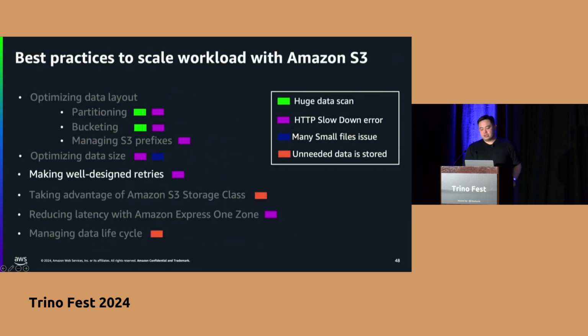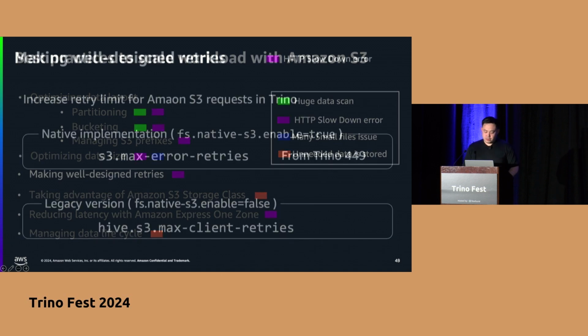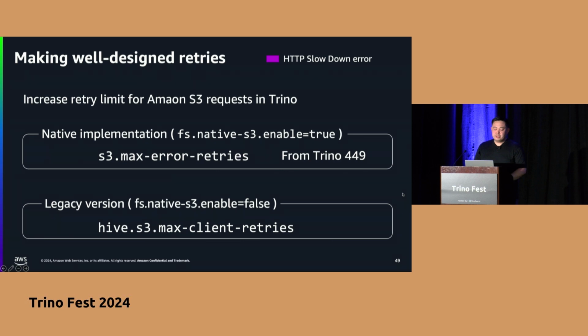So next, I will talk about making well-designed retries. Making well-designed retries is the solution for HTTP slowdown error. To mitigate HTTP slowdown error, increase retry limit for Amazon S3 requests. Amazon S3 automatically scales in response to sustained new request rate. Then Amazon S3 is dynamically optimizing performance.